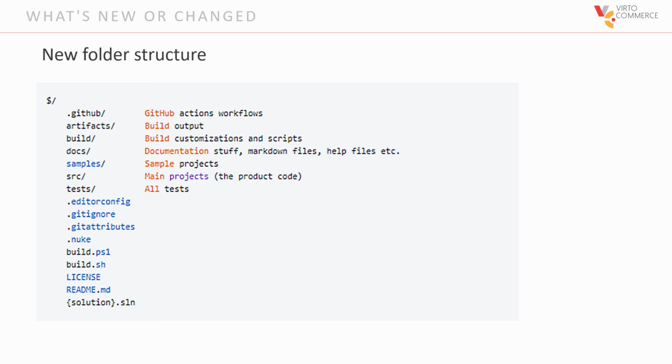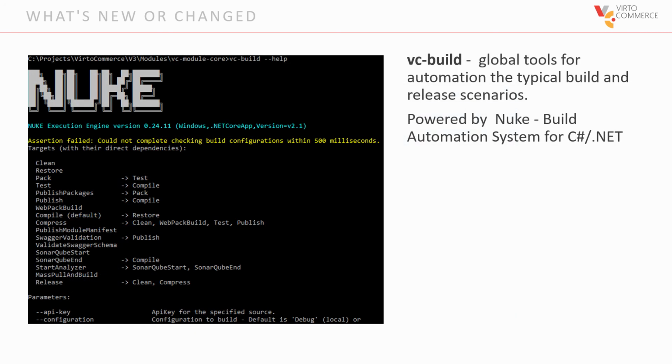Thanks to that, we can keep all our documentation and samples in GitHub together with the source code for quick access. Here is one of the essential additions to version 3, the VC Build global tool for automation of the tasks related to building, packaging and publishing Virto Commerce modules. With cross-platform support, it can be easily integrated into the various build servers and continuous integration pipelines. We use these tools in our internal CI/CD processes running on the Jenkins build server and GitHub Actions.